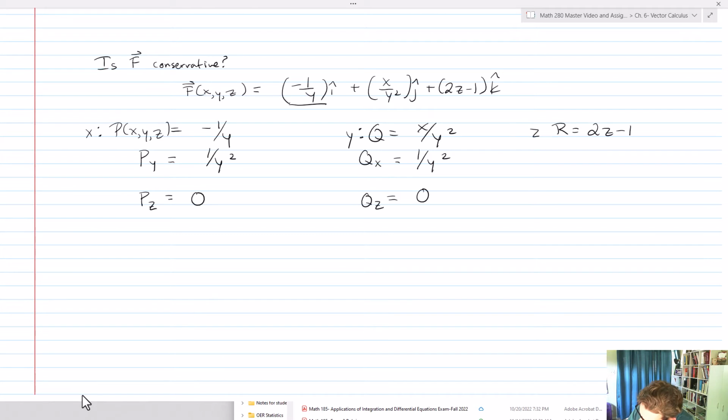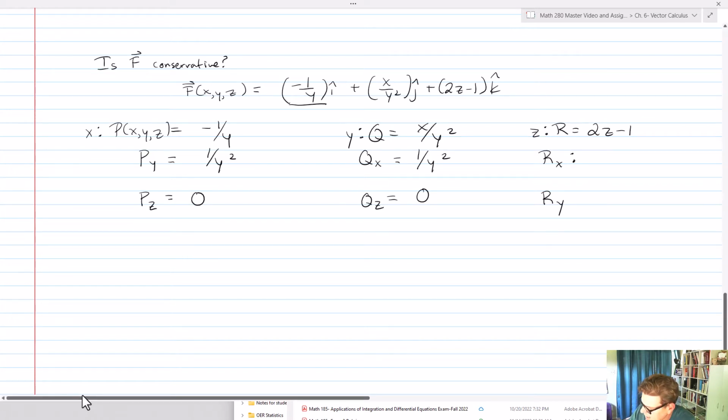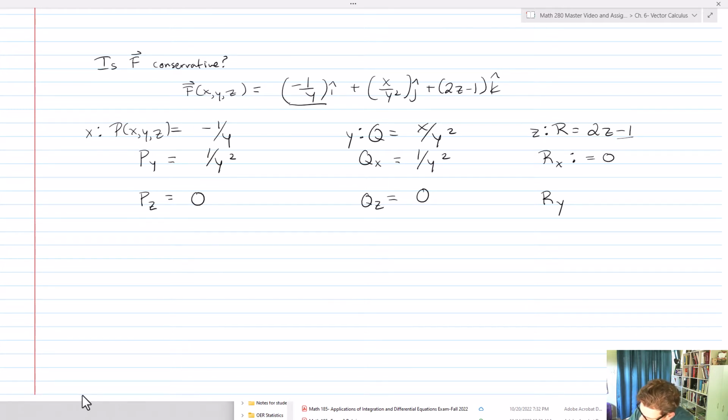And now r is our z component. So we're going to need r_x and r_y, the other two variables. r_x is going to be 0 because there are no x's in 2z minus 1. And r_y is going to equal 0 as well because there are no y's. So there we go, there are our sets of partials. So what I want to do now is match them up. This is my xy pair.